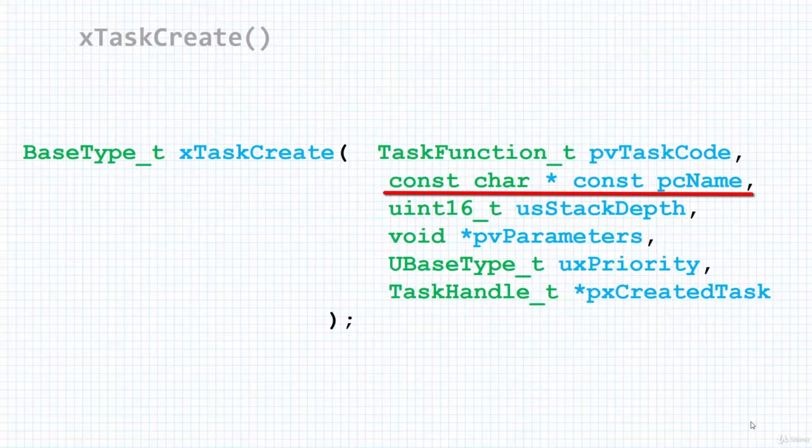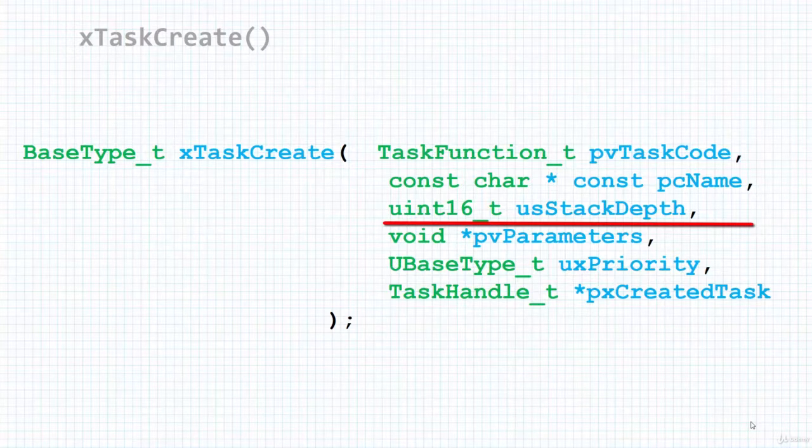The third argument usStackDepth specifies the stack size. The value specifies the number of words the stack can hold, not the number of bytes. A word means a 32-bit data type, so if the argument usStackDepth has the value 100, then 400 bytes of stack space will be allocated. This is because 4 bytes make one word. Remember, a byte is 8 bits and a word is 32 bits.